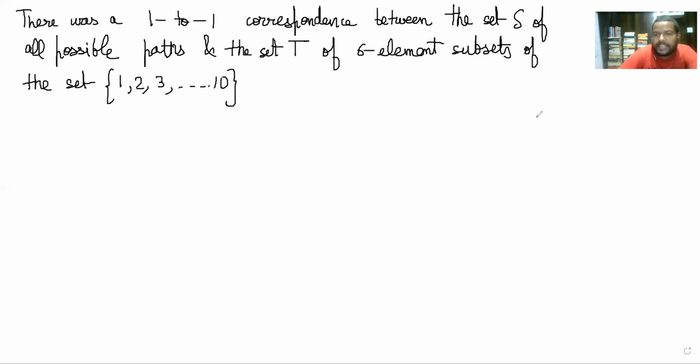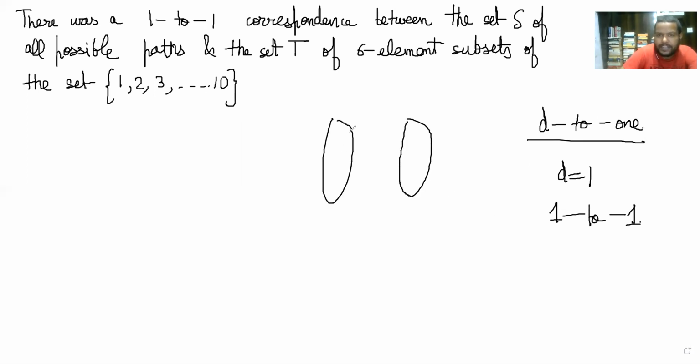So in an earlier lecture, we talked about a D-to-1 function, right? So if D is equal to 1, we get a 1-to-1 function. A 1-to-1 function is a type of function where every element of some set, let's say S, is linked to another element of the other set T, and it is 1-to-1. So this is an example of a 1-to-1 set.